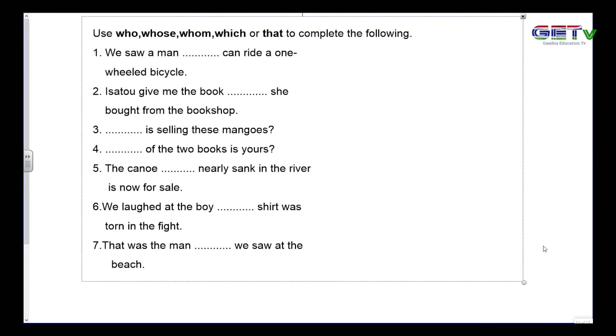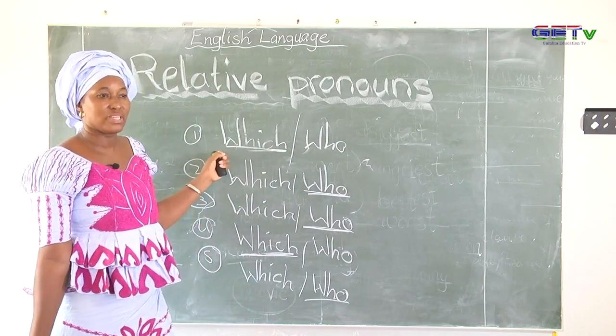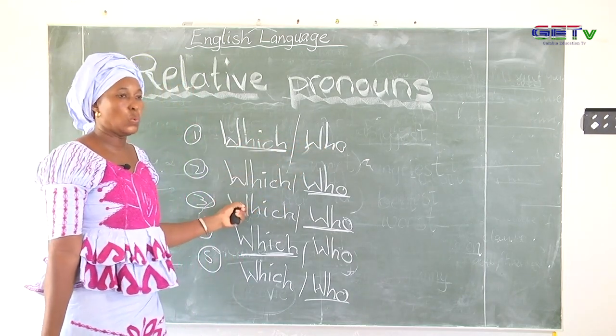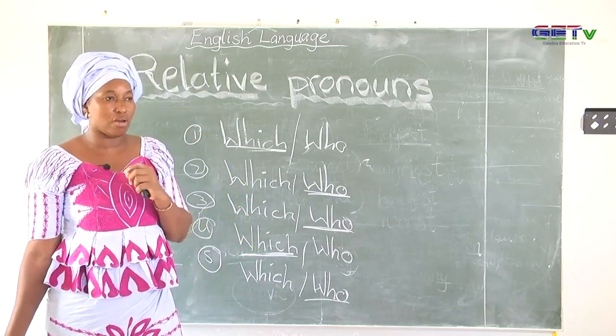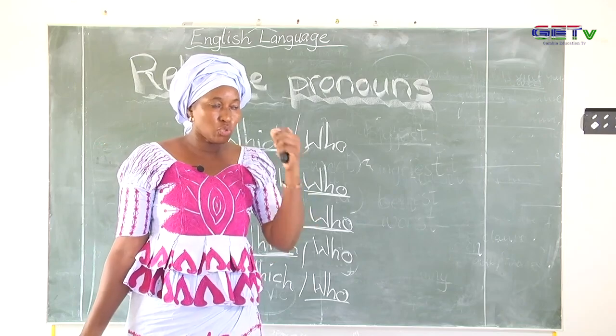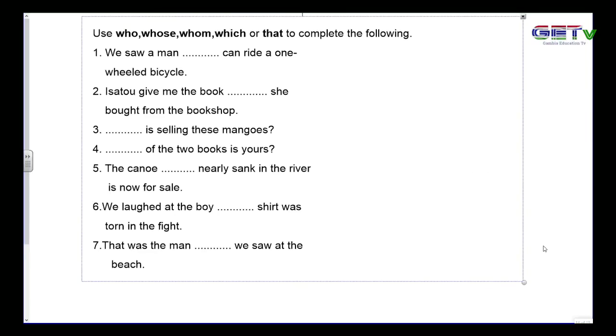We move to our next activity. In this one, we are using only 2 relative pronouns, that is which and who. But in the next activity, we are going to use all of them, that is who, whose, whom, which, or that, to complete the following. We start with 2. Now we are trying to blend all of them to complete the sentences.